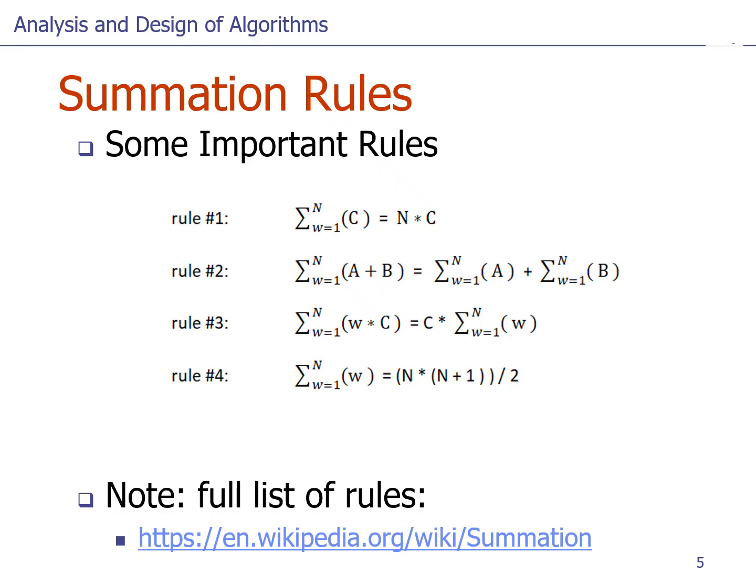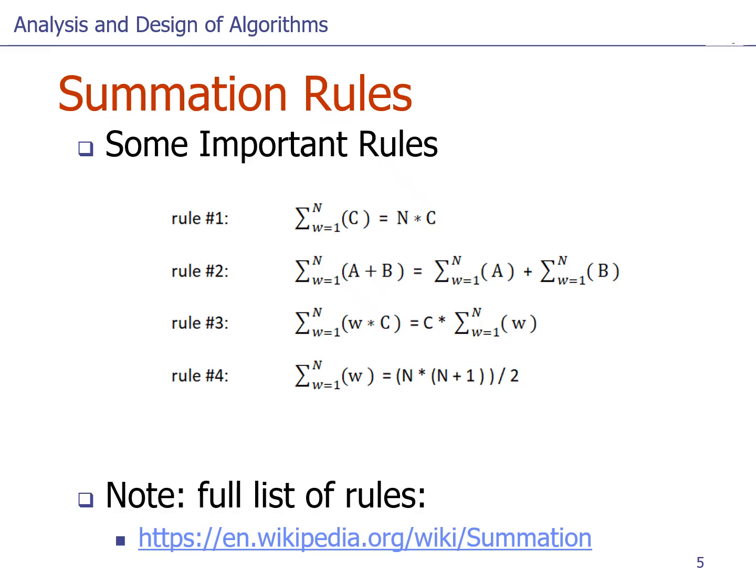Okay, so let me go over the rules and discuss why these are the most important ones and why they're so common. In rule number 1, you have a summation that goes from 1 to n of a constant. What that means is you are repeating over the constant n times. Okay, and you will see this being used inside simple for loops. By a simple for loop, I mean one that will go from 1 to n, and there's only constant work inside the for loop.